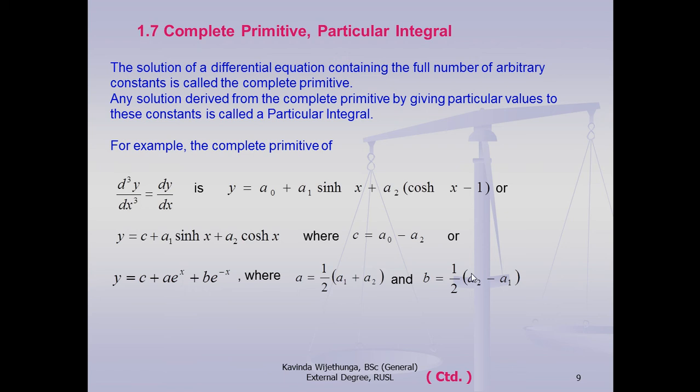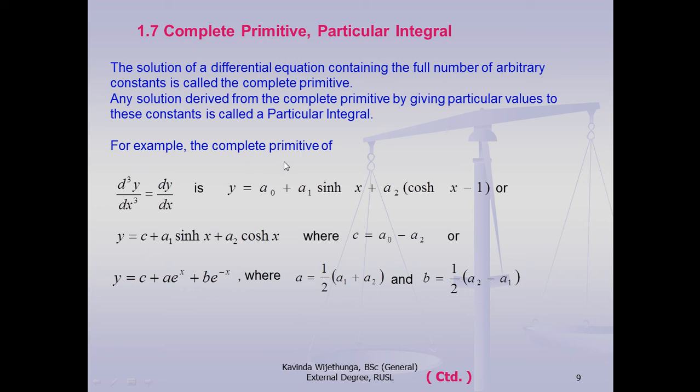Complete primitive and particular integral. The solution of a differential equation containing the full number of arbitrary constants is called the complete primitive. Any solution derived from the complete primitive by giving particular values to the constants is called a particular integral.